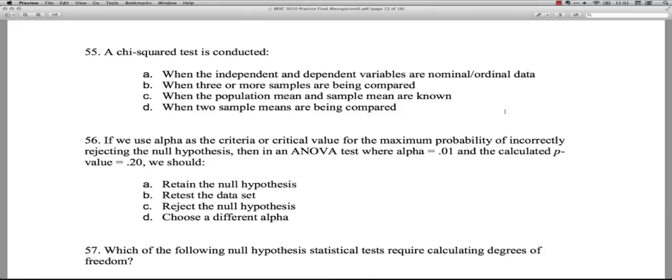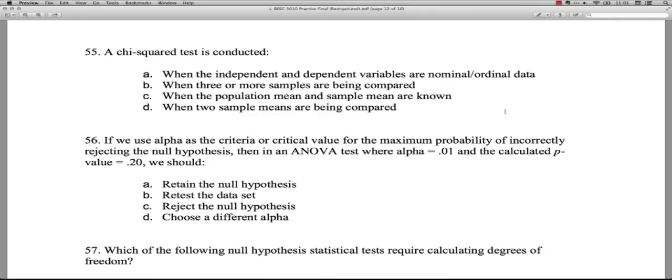55, a chi-squared test. Remember, it's not chi, it's chi. A chi-squared test is conducted when the independent and dependent variables are nominal or ordinal data. Actually, that is correct, because you can't really do the means and stuff. So that is when you're looking at the distributions of categorical variables. So A is the correct answer. That's when you would want to do a chi-square test.